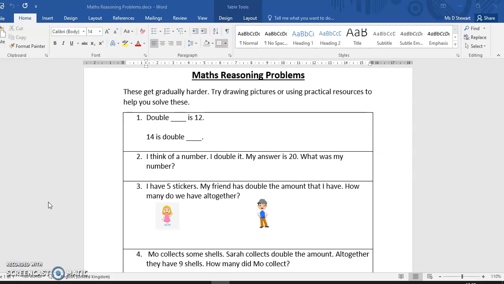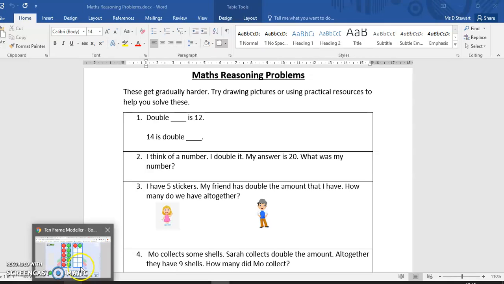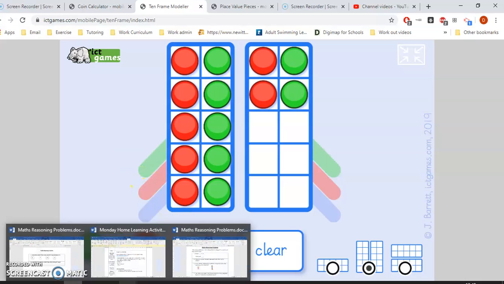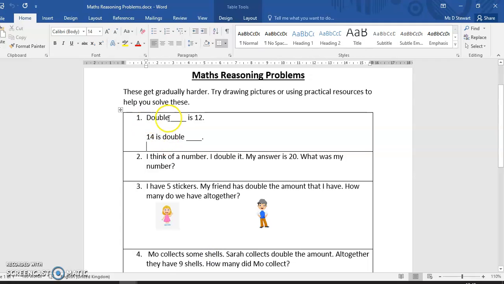And we can also look at this one, which is very similar. 14 is double. We need to think what it is that we double to get 14. Let's use our tens frame again. This time I'm going to make it 14. So a 10 and a 4, that's 14. We've got 5, 6, 7. We've got a green 7 and a red 7. Double 7 is 14. Let's look back at the wording of those questions. Double 6 is 12. 14 is double 7. So make sure you read these carefully so that they make sense.